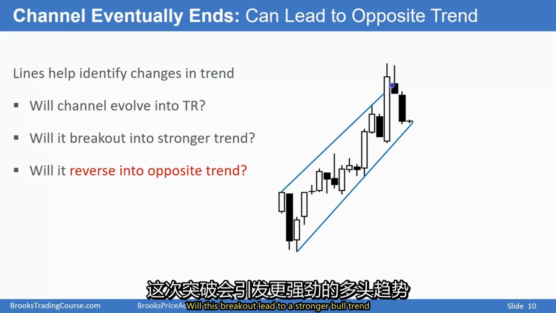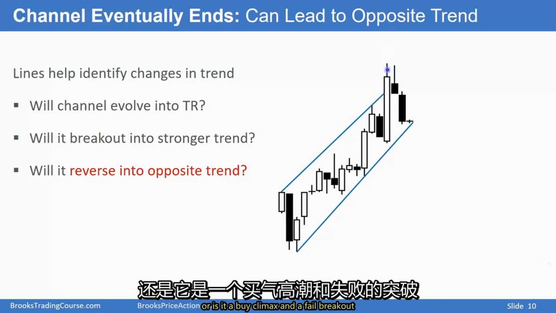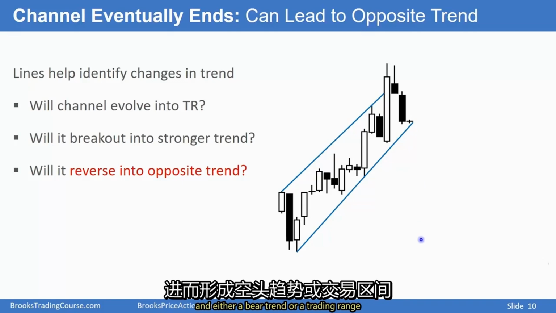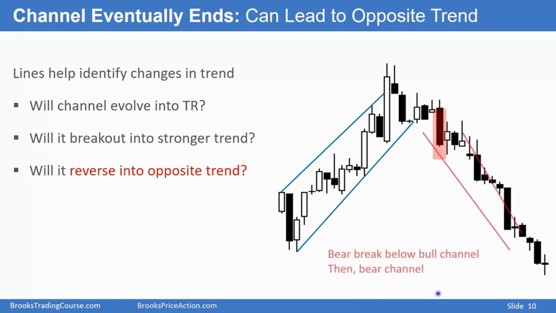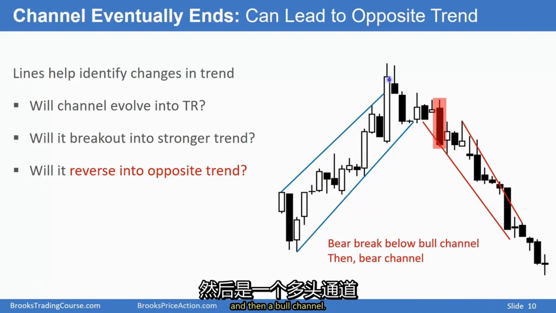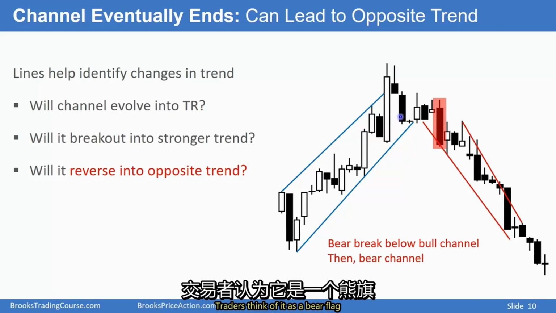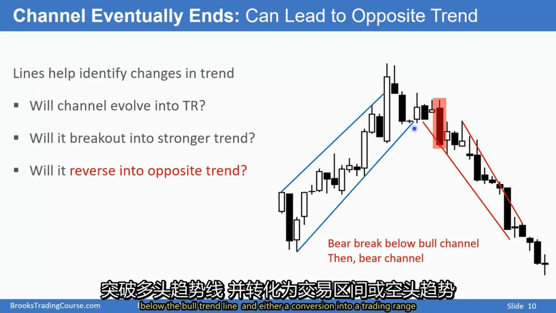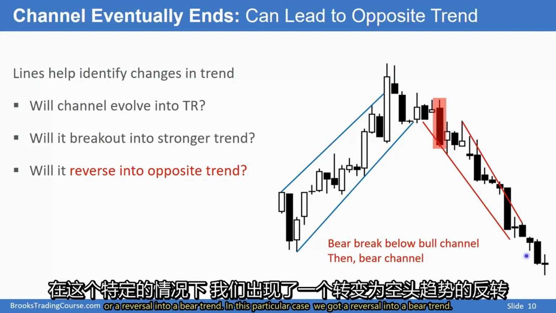Will this breakout lead to a stronger bull trend, or is it a buy climax and a failed breakout that will lead to a reversal down to the bottom of the channel, and then either a bear trend or a trading range? In this case, we had a bull breakout above a bull channel, and then a bull channel. Traders think of it as a bear flag because 75% of the time you get a break below the bottom of the channel, below the bull trend line, and either a conversion into a trading range or a reversal into a bear trend. In this particular case, we got a reversal into a bear trend.